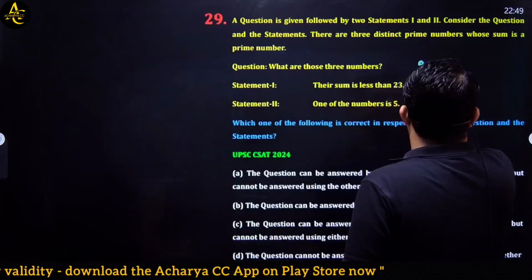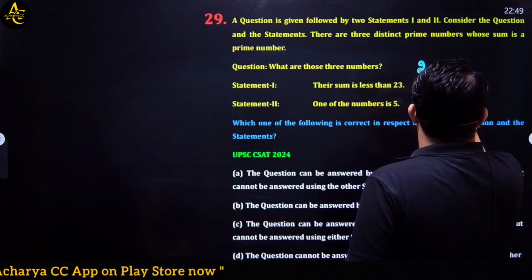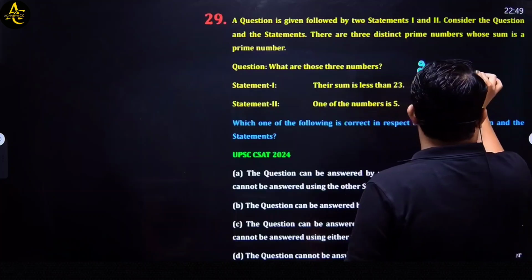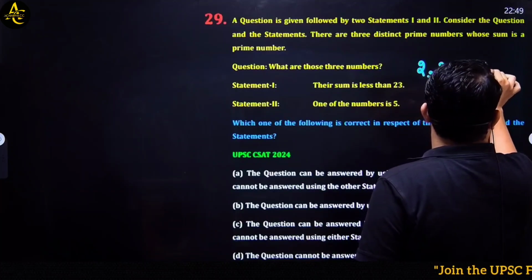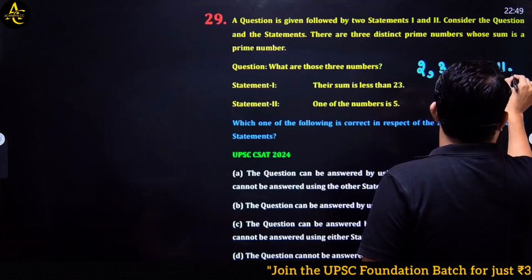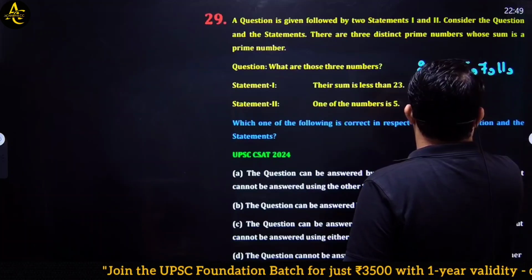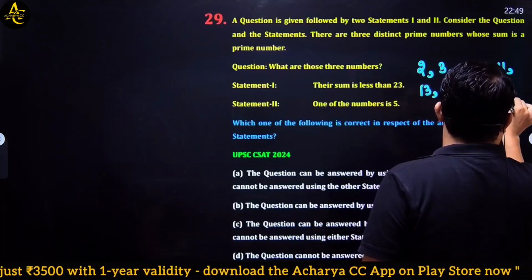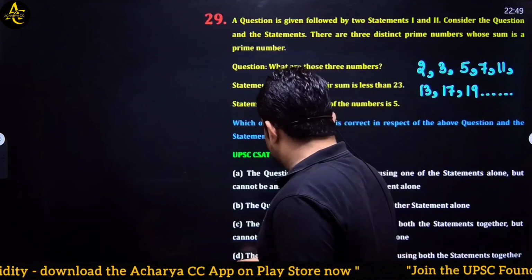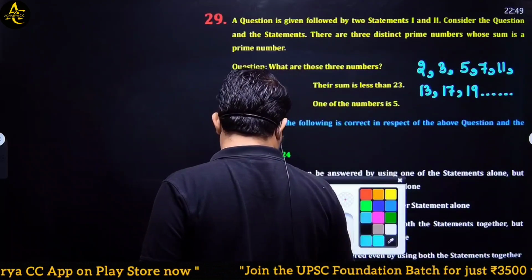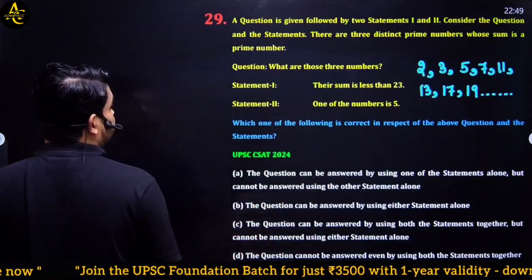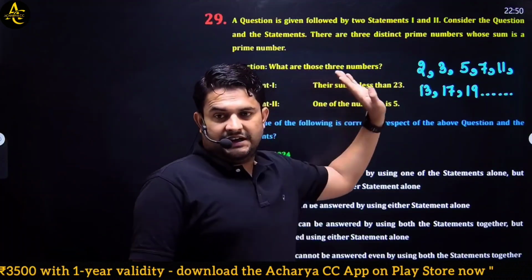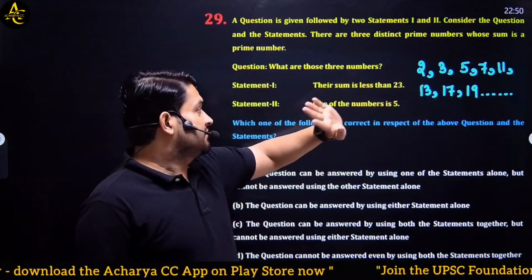See, 2 is a prime number, 3 is also a prime number. 4 is not a prime number. 5 is a prime number. 7 is a prime number. 11 is a prime number. 13 is a prime number. 17 is a prime number. 19 is a prime number, and so on. We have numerous prime numbers, and we have to take only 3 of these numbers.